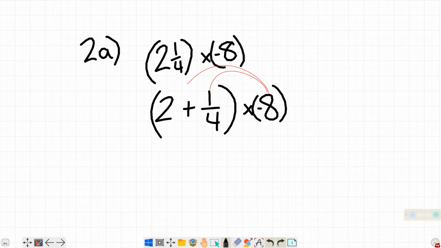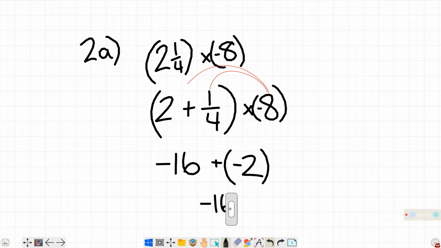8 times 2 is 16. But because I have one negative and one positive, the opposite signs give me a negative answer. Then we are going to add whatever -8 times 1/4 is. Well, 1/4 of 8, if you split 8 into 4 equal parts, you get 2. But again, it's negative since we have a negative and a positive being multiplied together. So -16 plus -2, we go to -16 and we count backwards 2 and we get to -18.